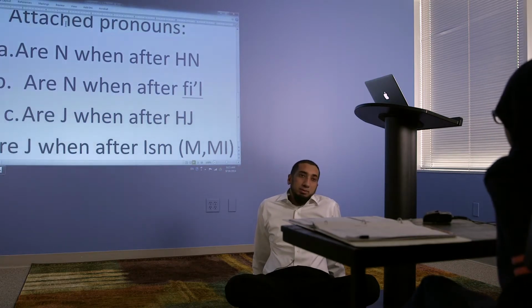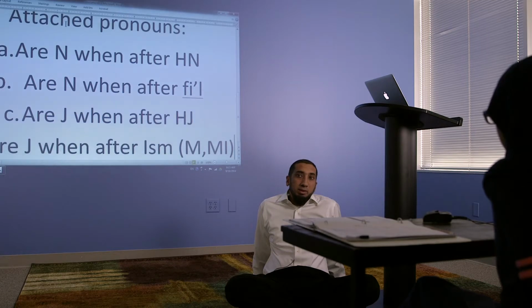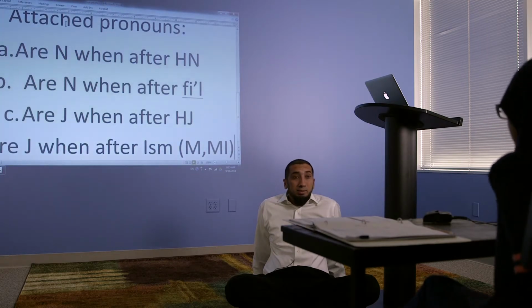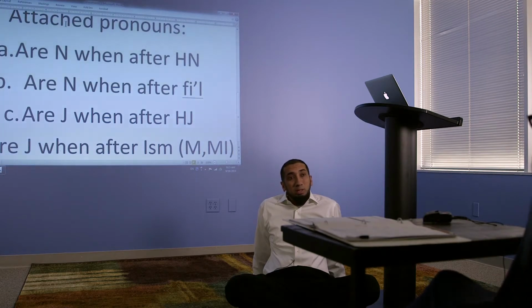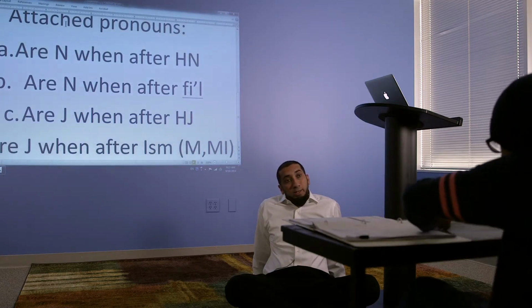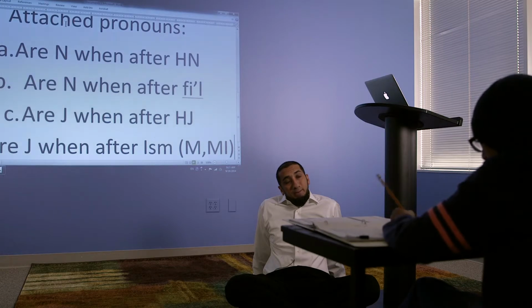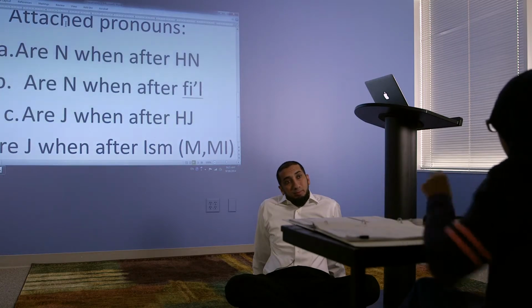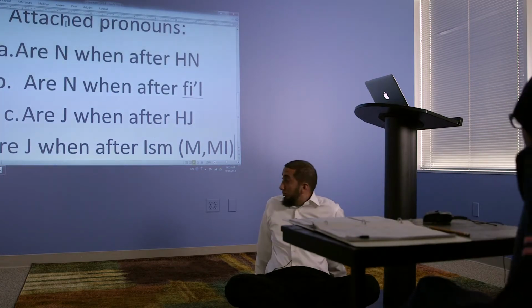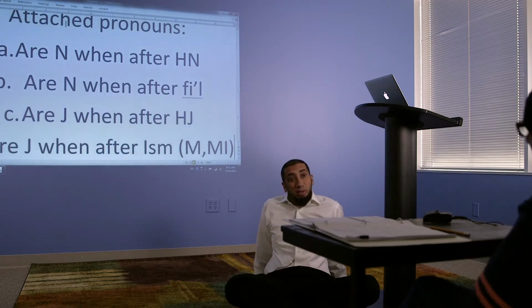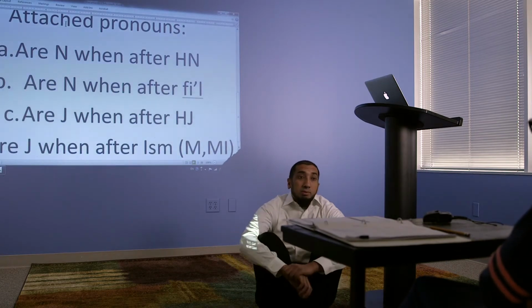One more time with ka. Bi. Okay, بك Min. منك في. فيك عن. عنك على. عليك إلى. إليك. Okay. So all of those pronouns are jar. Why? Because they are after harf jar. That's right. They're jar majroor.